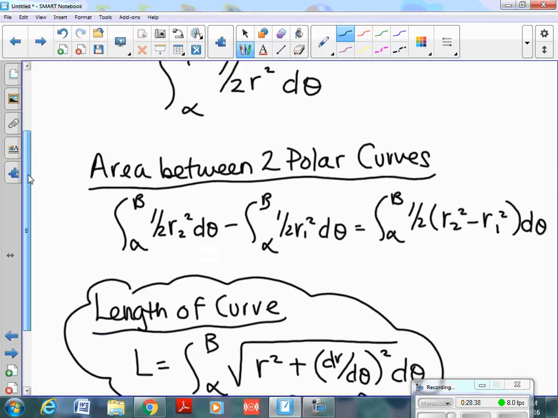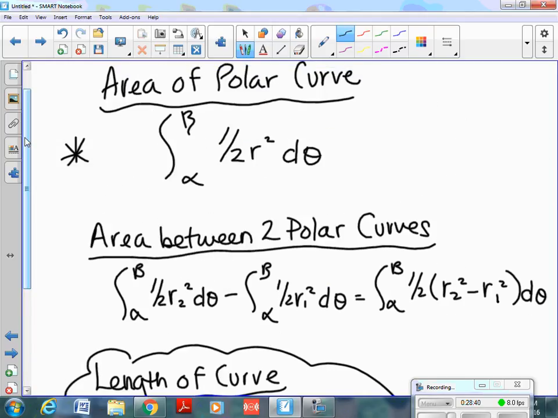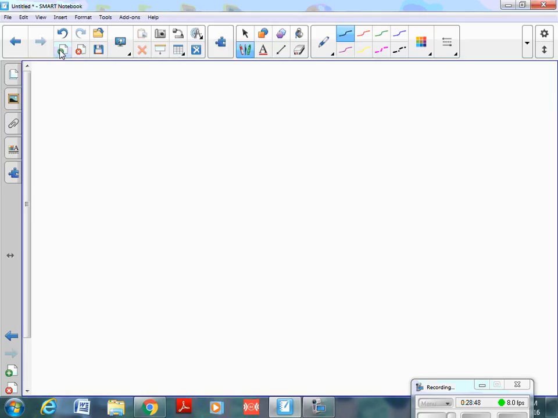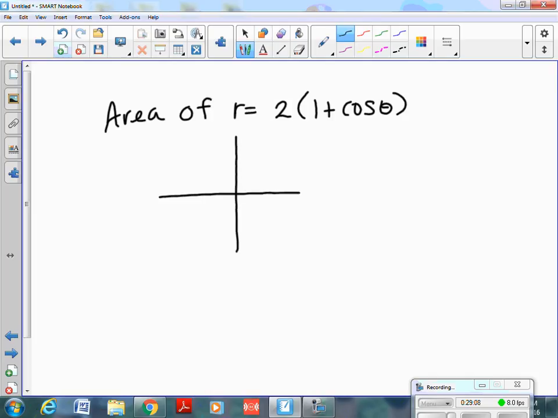What I'm going to show you in the next 2 examples are these 2. So I'm going to show you how to find the area underneath a polar curve. Okay, here we go. Find the area of r equals 2 times (1 plus cosine of theta). And I'm just going to show you the picture of it. So what you would do is you go under your calculator, change your calculator to polar, make sure it's in radians, put that into your calculator, and this is what it looks like.